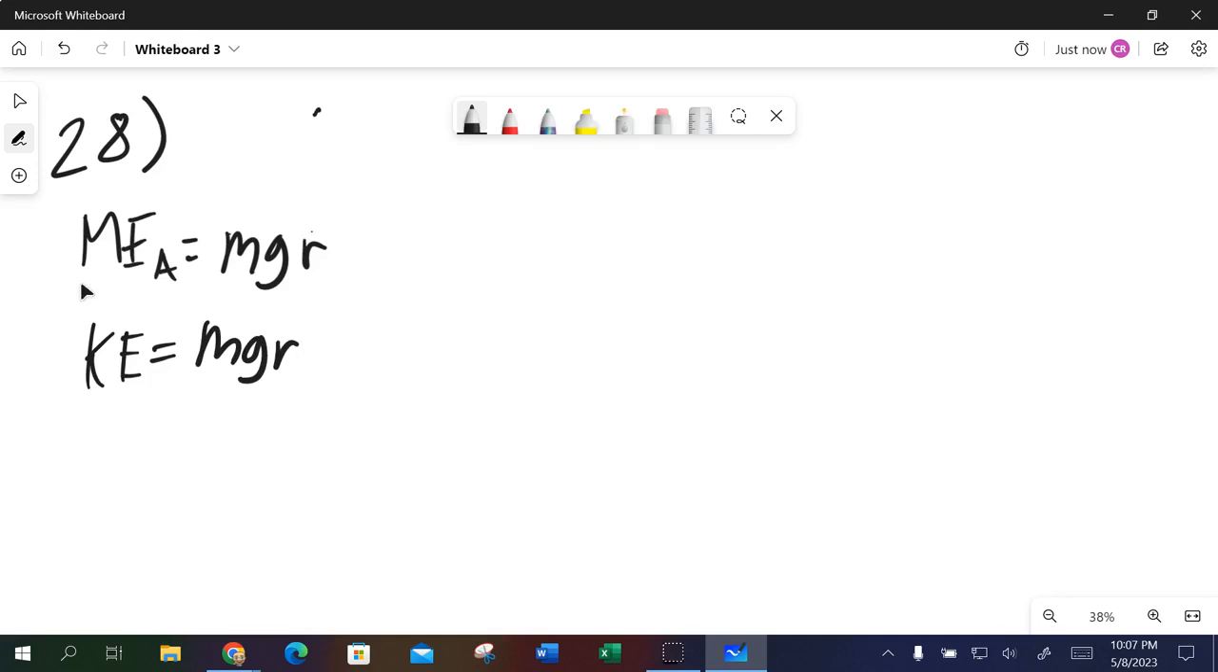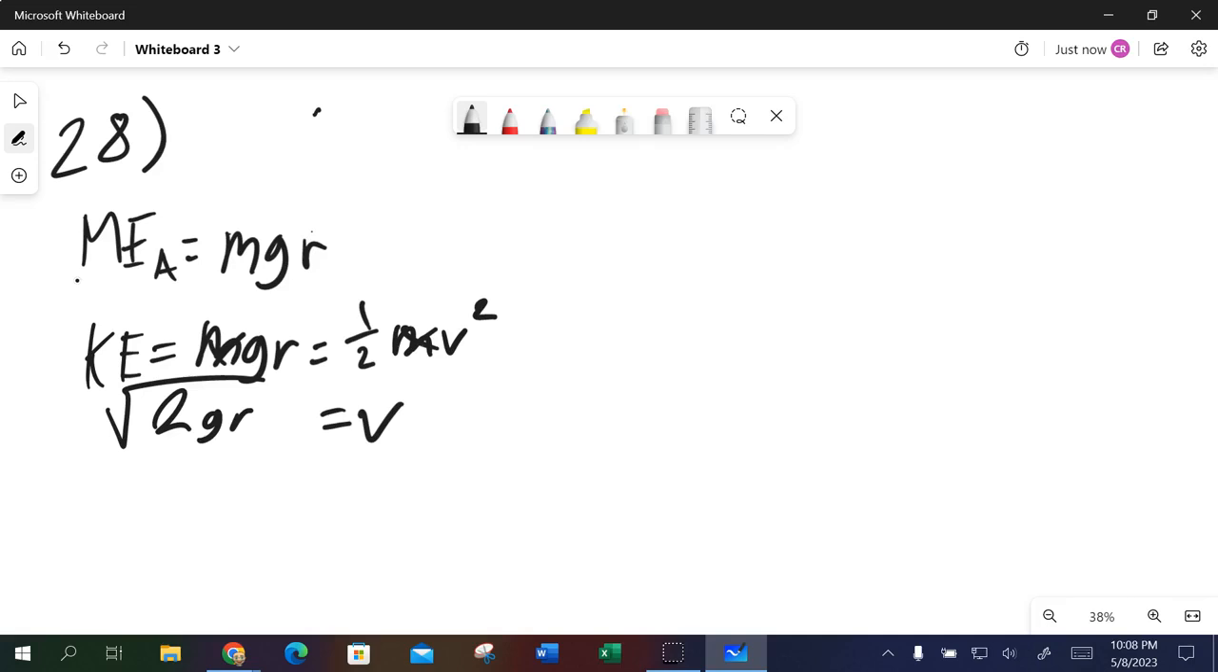Which is also equal to 1/2 mv squared. Cancel these out. We get 1/2. So we want to find the velocity. Velocity is going to be equal to the square root of gr. So when we find it at D, we know it's going to have both potential and kinetic energy.